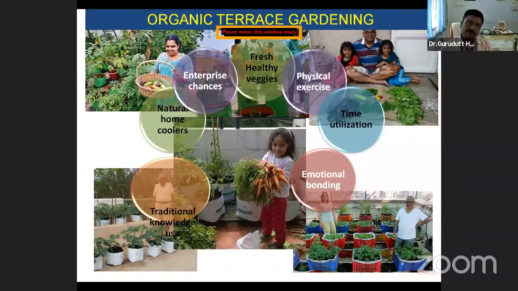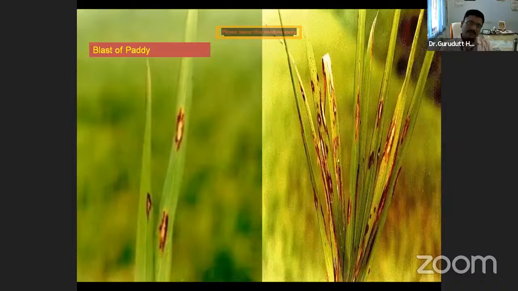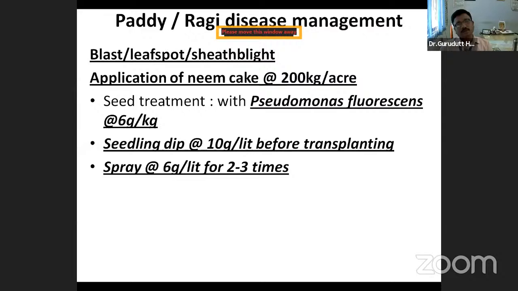And there are just a few slides to show this paddy blast, paddy being one of the major crops in Arunachal Pradesh. There are two diseases, blast and sheath blight. We have seedling dip treatment along with Pseudomonas fluorescens. You can see we have seed treatment with Pseudomonas fluorescens, seedling dip, and then spray with Pseudomonas fluorescens. Exclusively under organic practices, farmers will practice this, or else at least he can go with one spray of Pseudomonas fluorescens and the next one with any chemical fungicide recommended for paddy blast and sheath blight management.